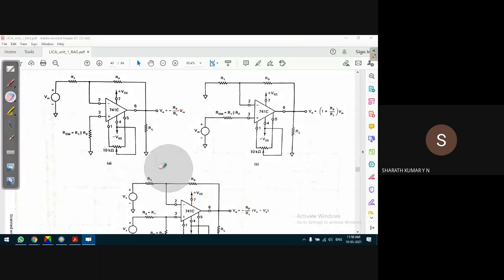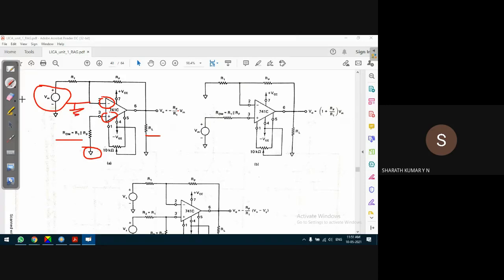For the inverting amplifier, observe this. Is it an inverting amplifier? Yes, because the input voltage is applied to the inverting input terminal, and the non-inverting input terminal is grounded. I'll explain why this resistance is required. There is a load resistance. We have this virtual ground condition, which we have just understood.